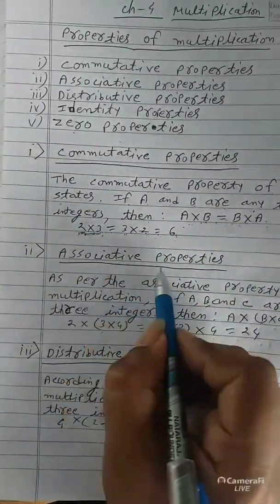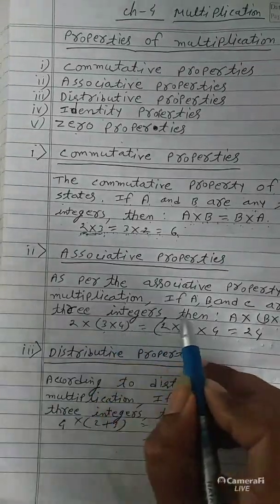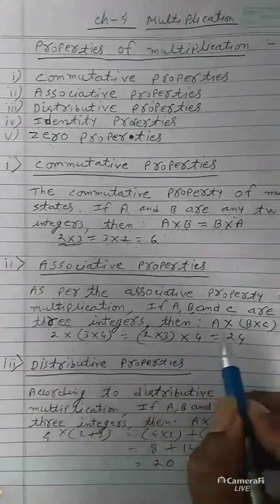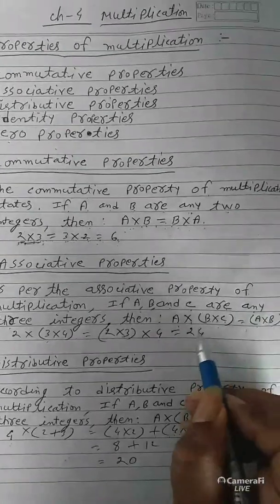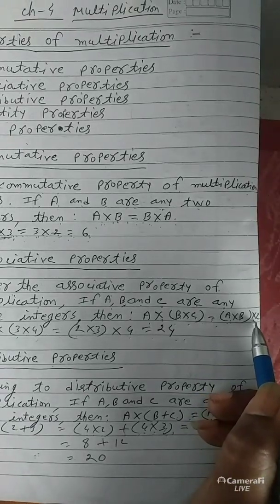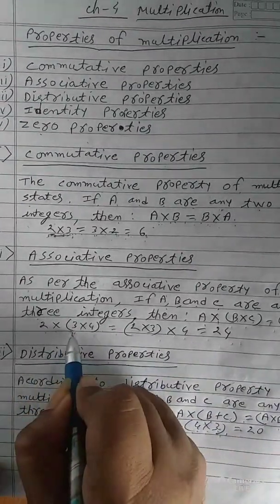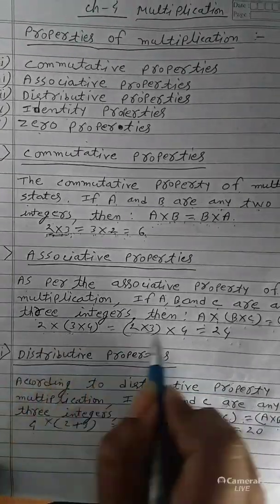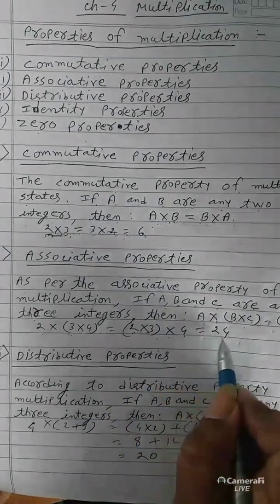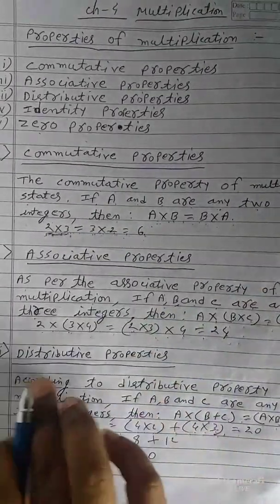Number 2 is the associative property. As per the associative property of multiplication, if A, B and C are any three integers or numbers, then A into (B into C) is equal to (A into B) multiplied by C. For example, 2 into (3 into 4) is equal to (2 into 3) into 4, which is equal to 24. Clear?